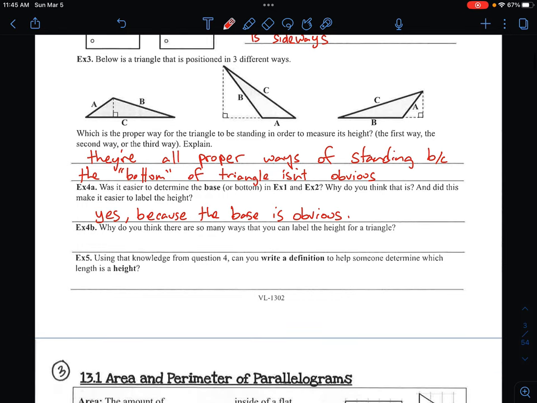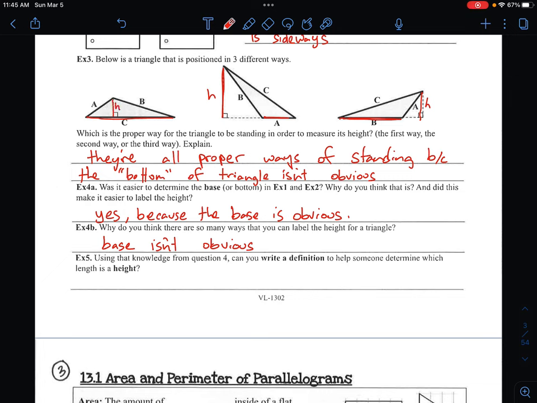Why do you think there are so many different ways you can measure the height of a triangle? Kind of like what we said before, the base or the bottom isn't obvious or defined. If I told you the base was A because it's the first letter, then it's easy, you know the height is going to be this right here. If I told you the base is B, you're like, oh, that means the height is this guy right here. And if I told you the base is actually C because it's the biggest piece, then you'd be like, okay, well then the height is right there.